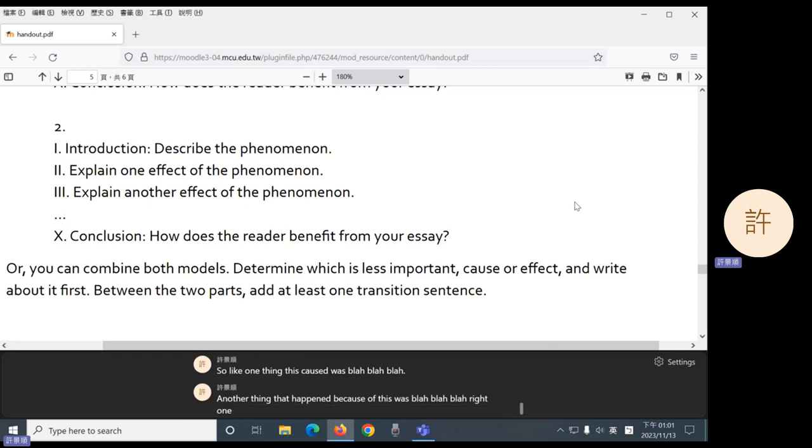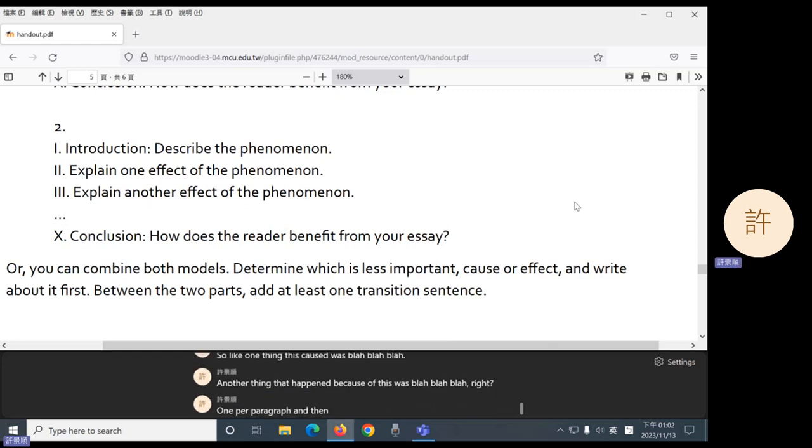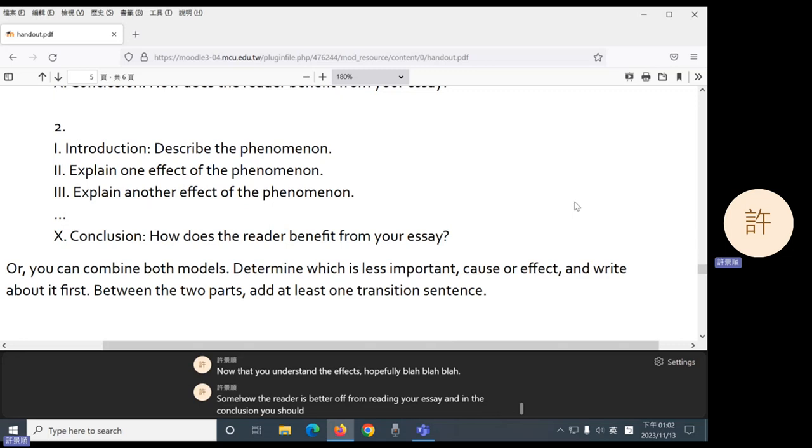One per paragraph. And then again, by the end, now that you understand the effects, hopefully the reader is somehow better off from reading your essay. And in the conclusion, you should explain how or why. Now, you only have to do an essay on causes or an essay on effects. But if you want to, you can do both.